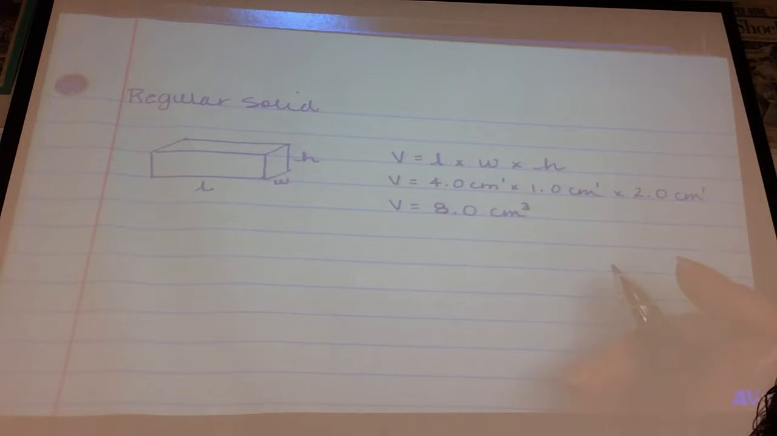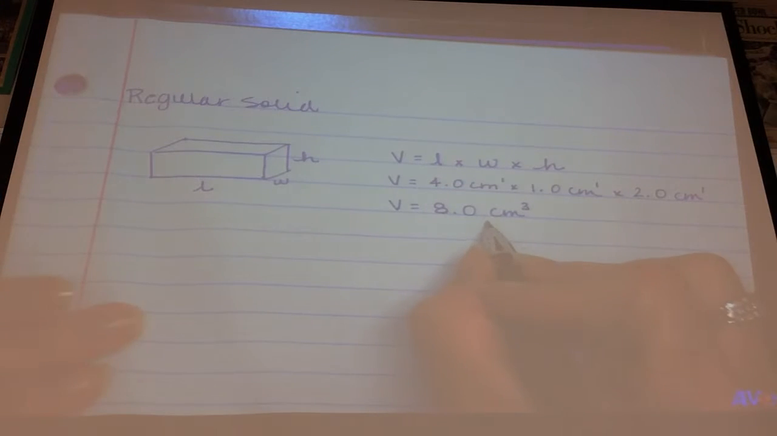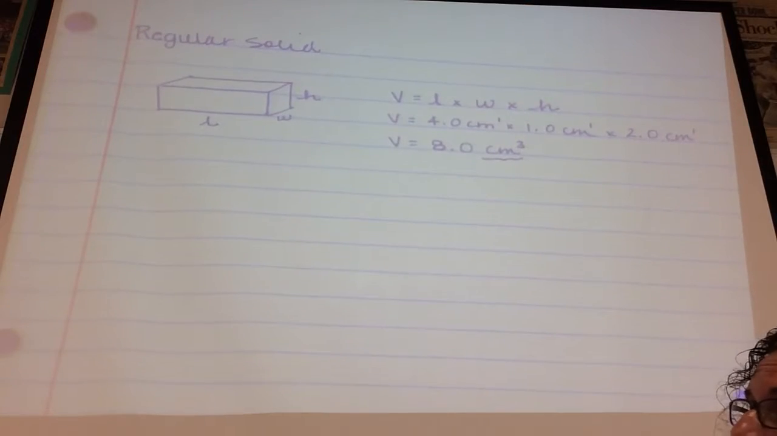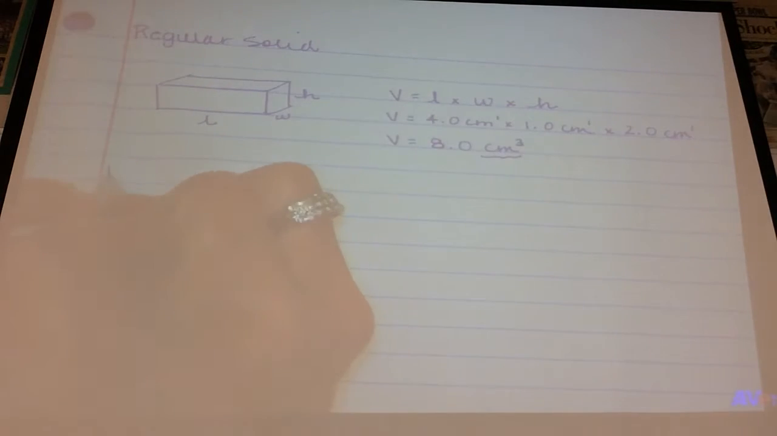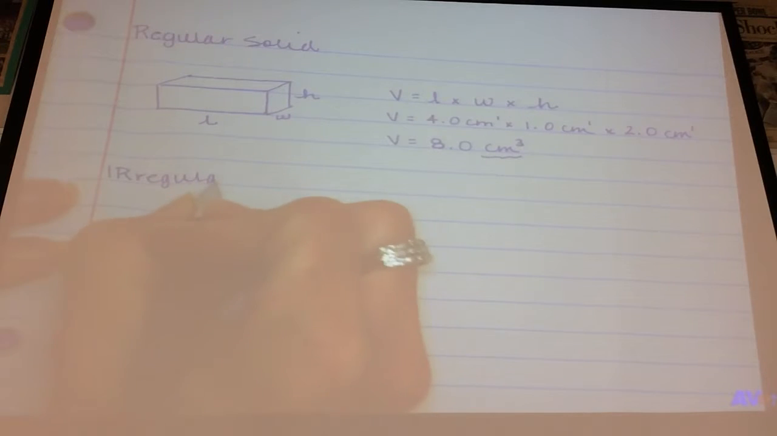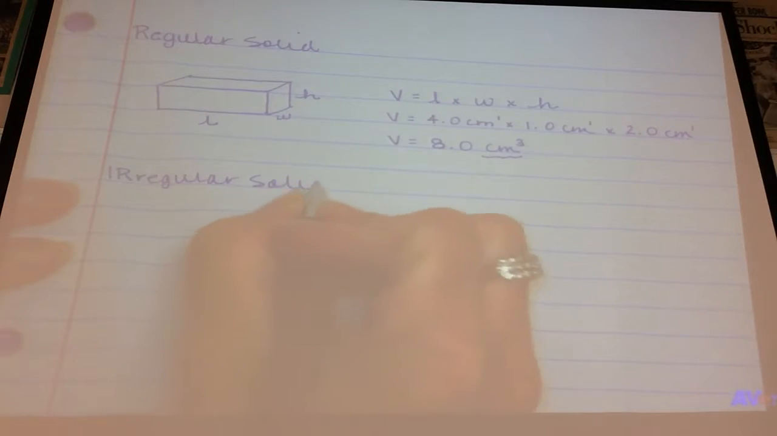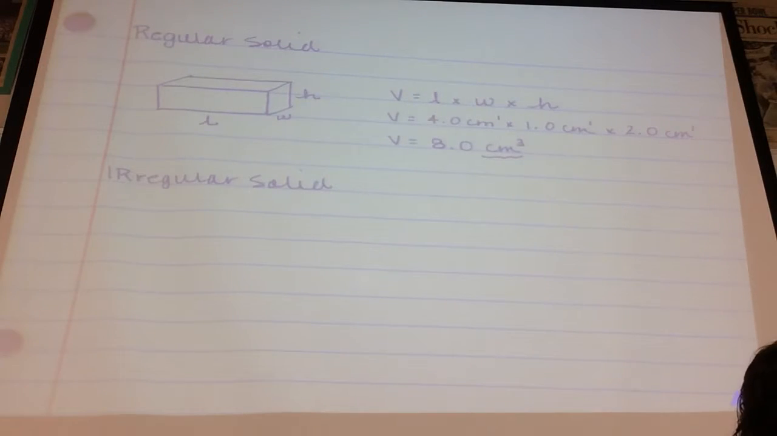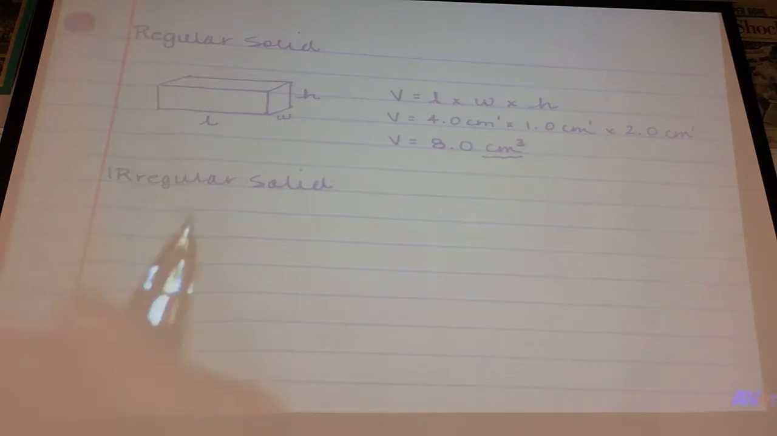So that would be the volume of a regular solid. Note centimeters cubed as a possible unit for volume. Now, if you have an irregular solid, what would an irregular solid be? Excellent. Something that didn't have the same type of defined shape.